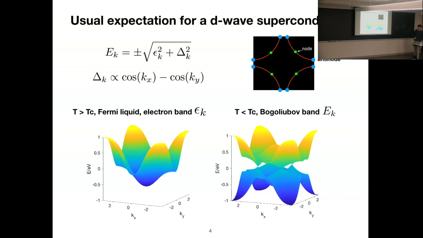Sorry, what's the meaning of D-wave exactly? I know that in spherical modeling I'm also getting D-wave, but it seems that this is too deep. So this D-wave is the representation of C4 symmetry.